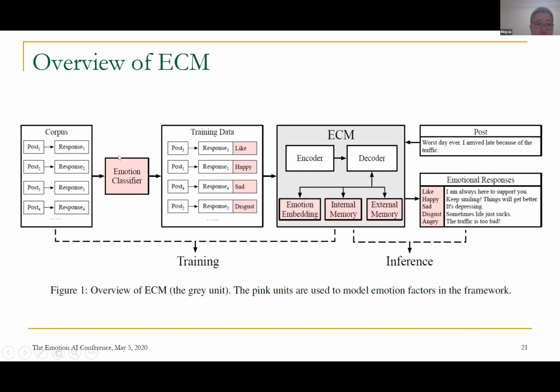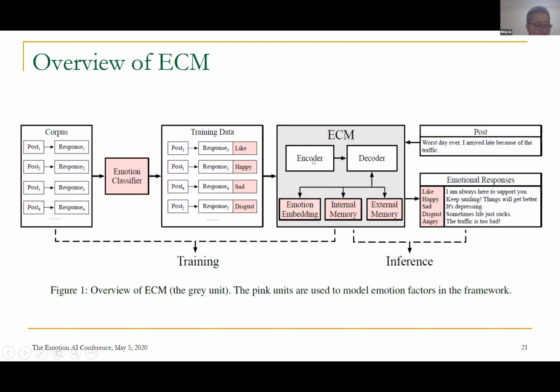The first thing is to do the classification, emotion classification. Of course, we need to know what the user's emotion was, and then we have the training data with the emotion attached, and this is the post. Post is the user's post. This is the training data. At test time, we get a post, and then the system has to generate the response.